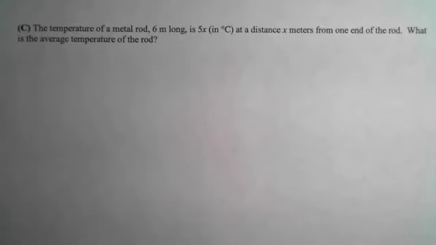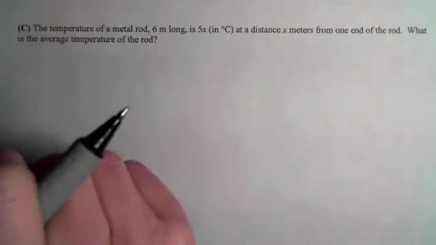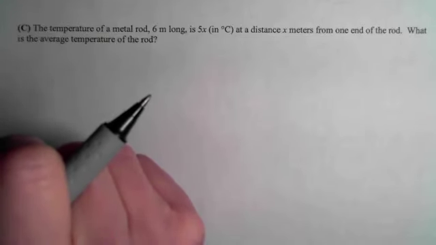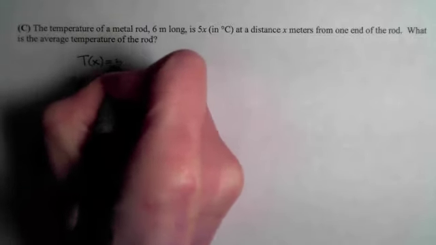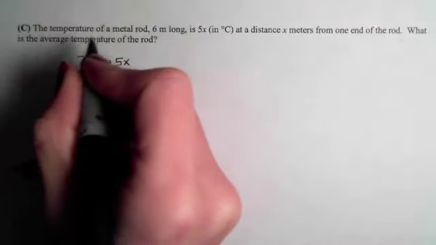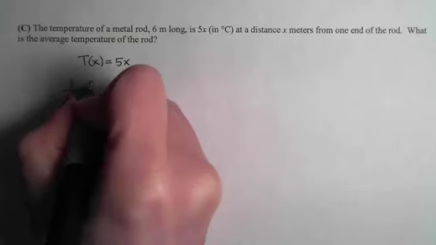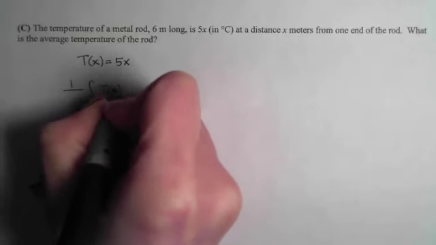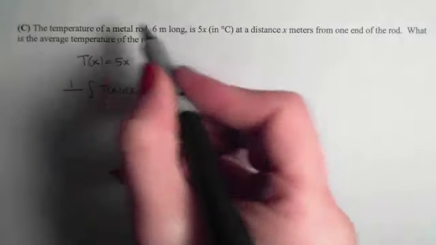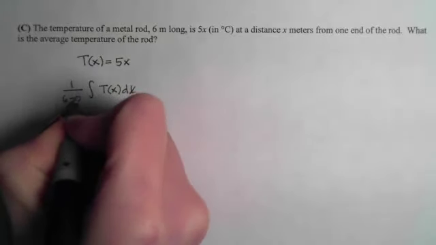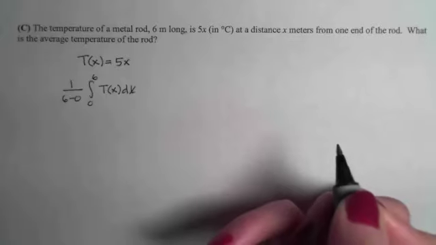Okay, last part C. This one says the temperature of a metal rod that is 6 meters long is 5x in degrees centigrade at a distance x meters from one end of the rod. What's the average temperature? So I gave you the temperature at any point was 5x, and I want the average temperature, so that will be 1 over 6 times the integral of that temperature, because that's what I want the average of. So let's think about what the limits are. It's 6 meters long and I want the entire rod, so that would be from 0 to 6.